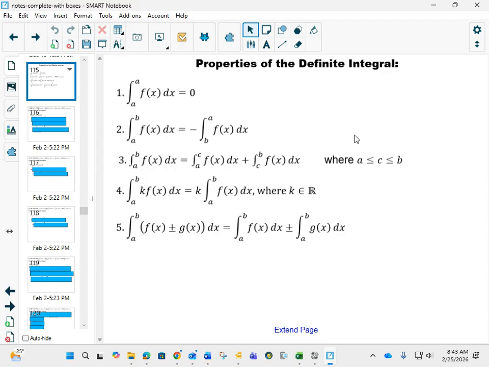The area from A to B and the area from B to A are exact opposites of each other, right? If you've gained 50 pounds from age 3 to age 10, if you're looking backwards, age 10 back to age 3, you'd have to lose 50 pounds, or you'd be 50 pounds less. So we've got a negative involved there.